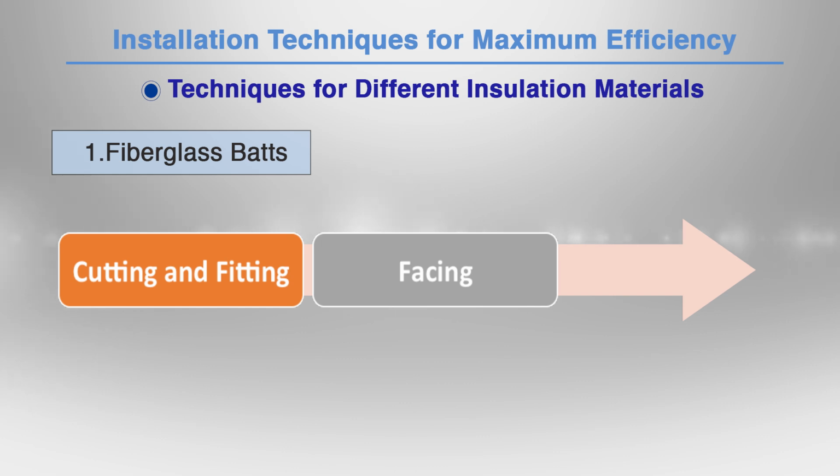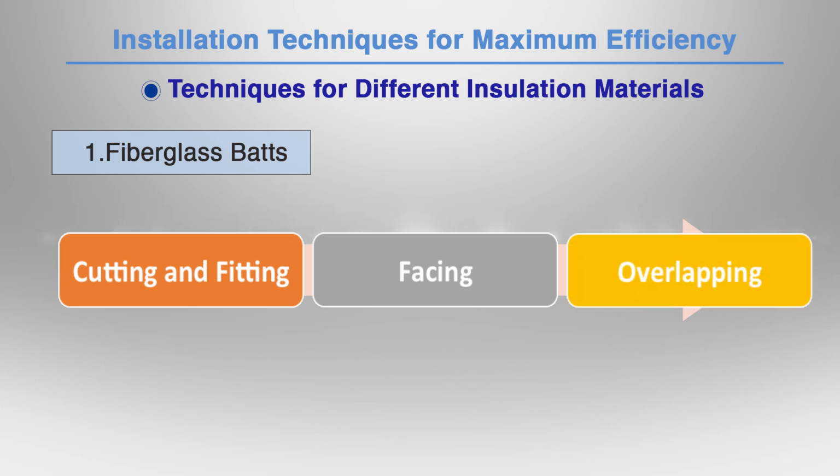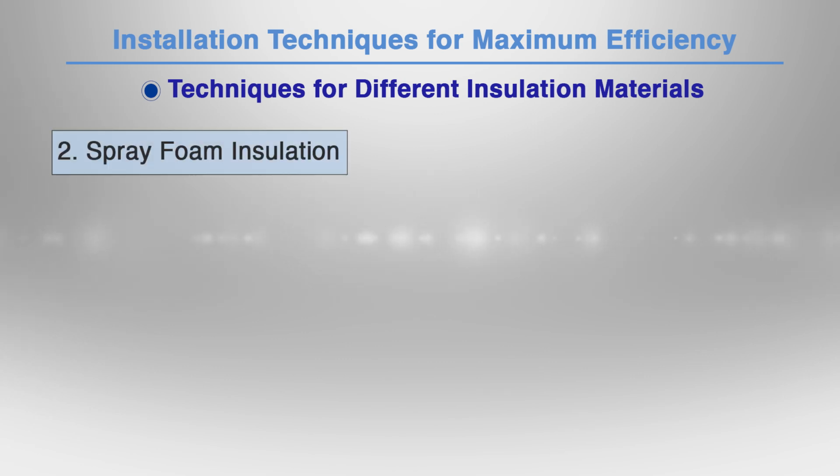Facing: install the faced batt with the vapor barrier facing the interior of the building. Staple the flanges of the facing to the side of the stud. Overlapping: when installing multiple layers, overlap the batts to cover the gaps and seams, ensuring continuous coverage. Second one is spray foam insulation.